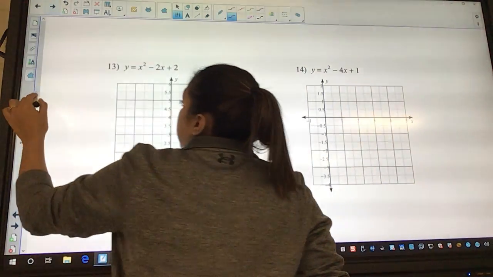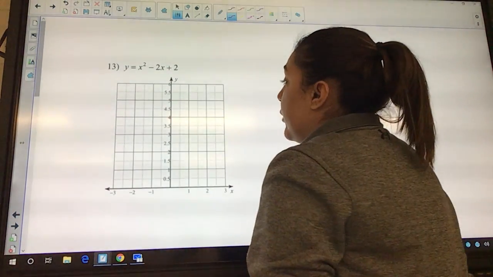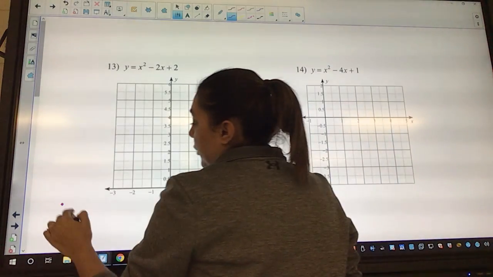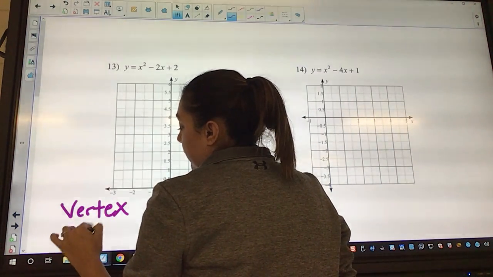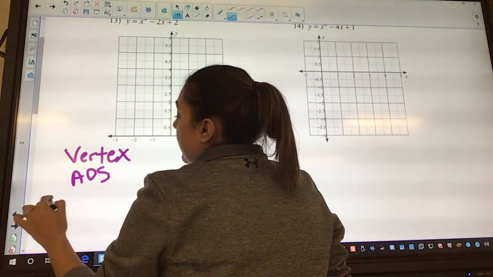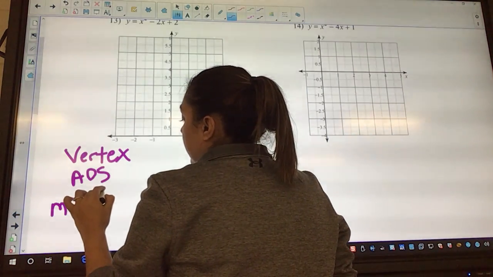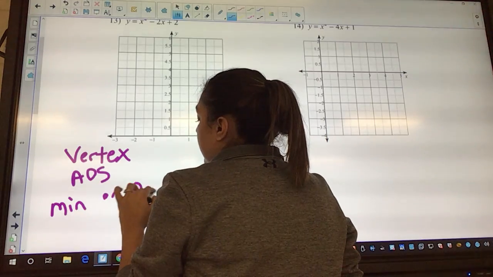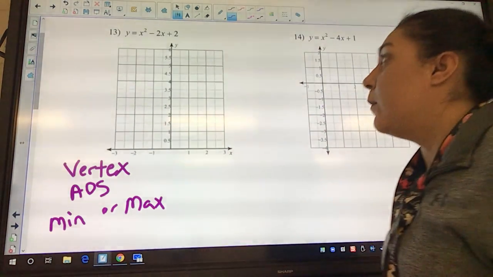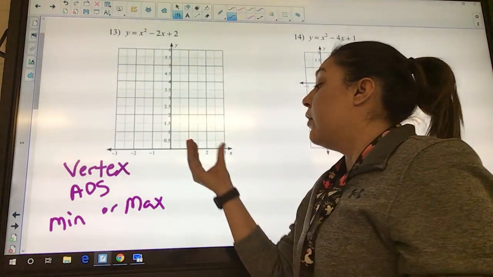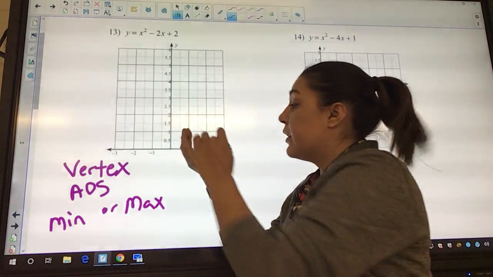Okay, 13, same thing. We need to find the vertex, the axis of symmetry, and a max or a min. So we say, well, is A positive or not? Well, it is. So then I know my graph's going to open like this, so it's going to have a minimum.